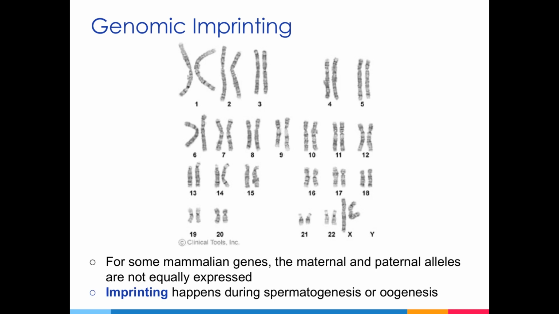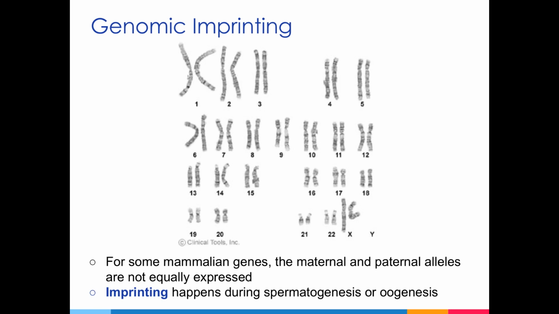This is why if you're heterozygous for a particular gene and one of your alleles is associated with disease, usually the normal allele can compensate for the missing or defective copy. However, there are some genes for which that is not true. There are approximately 100 mammalian genes for which the paternal and maternal copies are not equivalently expressed. One of these two alleles is off by default, while the other allele is on.